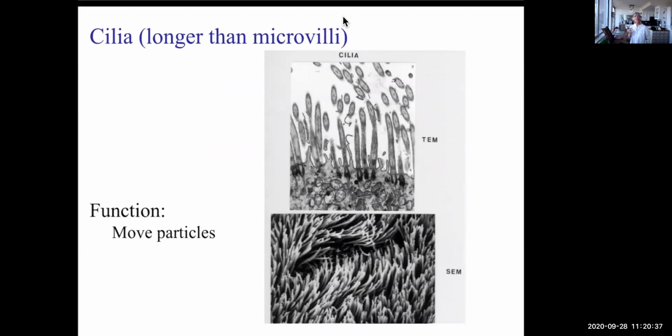Other extensions of cells are cilia. They're longer than microvilli, and their function is different. It's not to absorb or excrete, rather, for the most part, the motile cilia is used to move particles. So you'll find them in the respiratory tract.